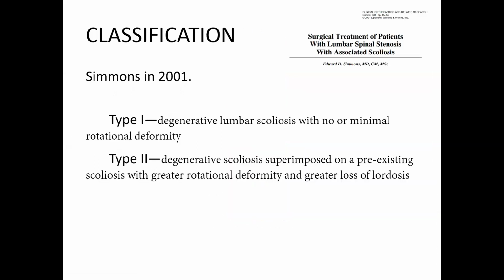In 2001, Edward Simmons came up with a radiological classification of degenerative scoliosis. He classified it into type 1 and type 2. Type 1 is degenerative lumbar scoliosis with no or minimal rotational deformity. And type 2 is degenerative scoliosis superimposed on pre-existing scoliosis with greater rotational deformity and greater loss of lordosis. This is purely a radiological classification.